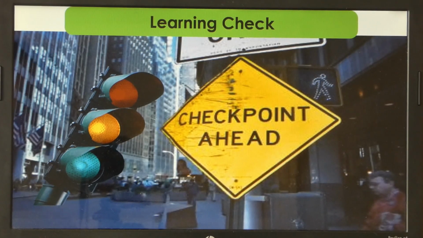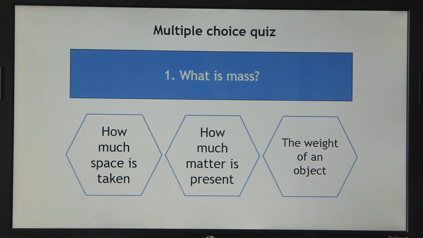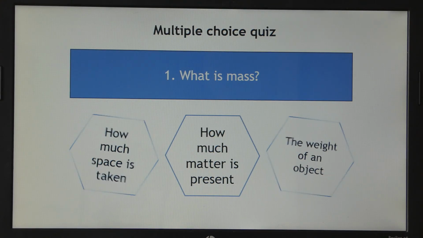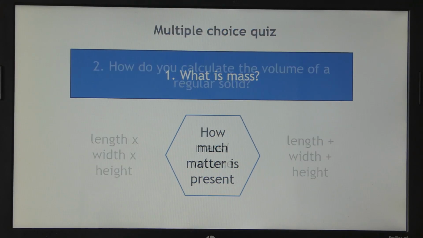Well done everybody, time for your learning check. Multiple choice. Question 1. What is mass? How much space is taken, how much matter is present, or the weight of an object? 5 seconds. Mass is how much matter is present.